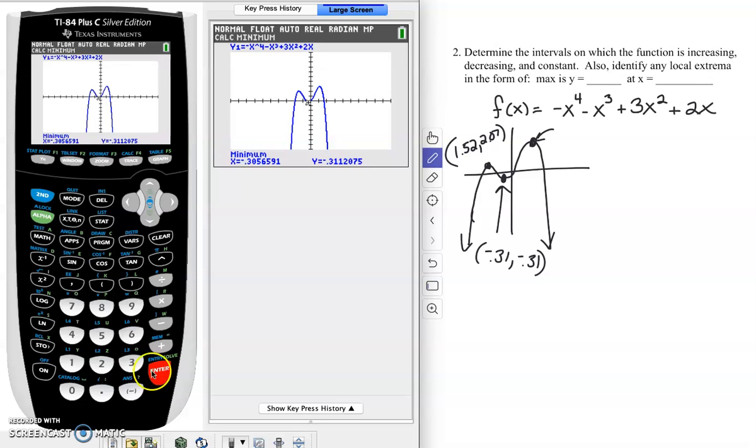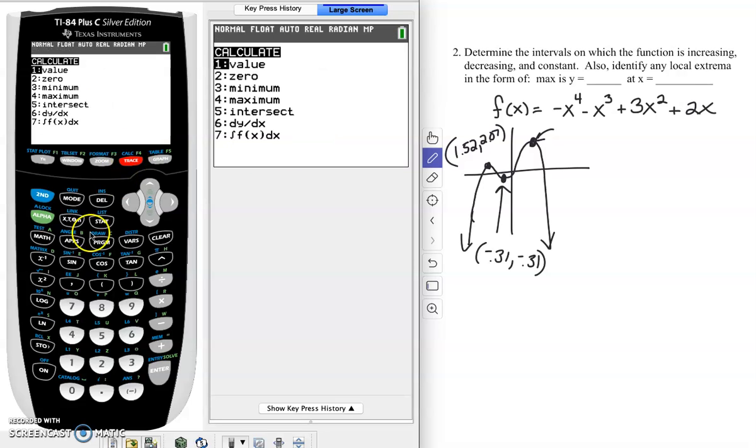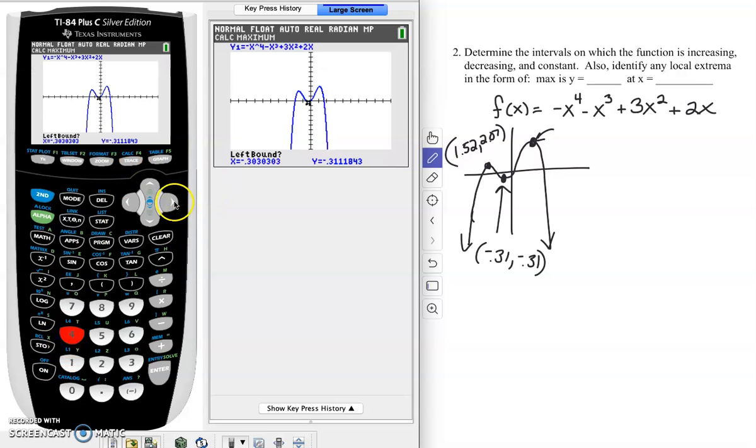And up here I have another maximum. We'll talk in a second whether it's local or absolute. So second trace, again, option 4, maximum. Enter for the left bound, move it to the right to bound it on the right with your interval, and guess. So this is approximately 1.1 and 3.0.